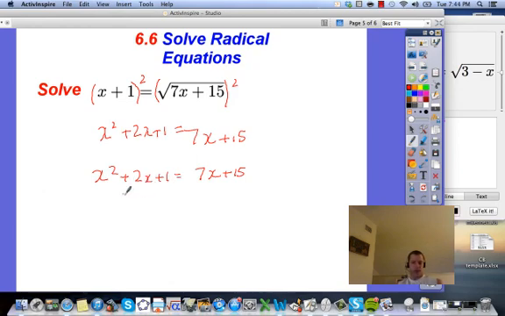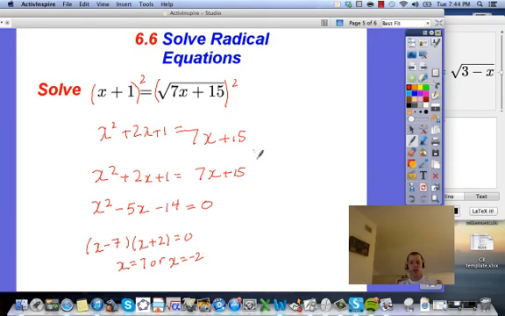So now you have x's on both sides. Get everything to one side, so you're going to have x squared minus 5x minus 14 equals 0. Go back to your factoring rules. There's a 1 in front, so what two numbers multiply to be negative 14 and add to be negative 5? Minus 7 plus 2. So these are your factors, not your zeros. So x equals 7 or x equals negative 2.